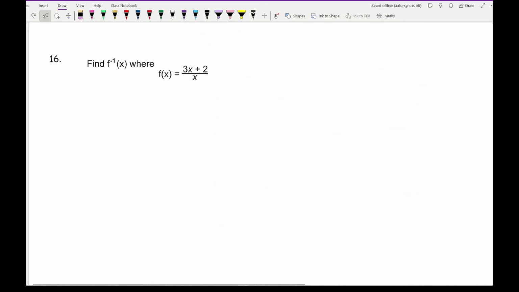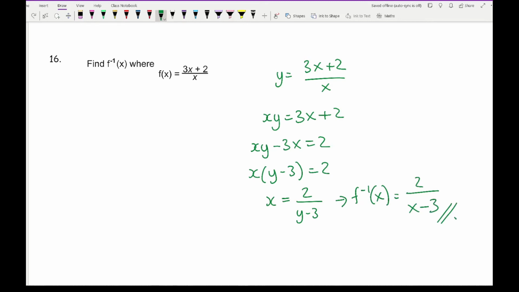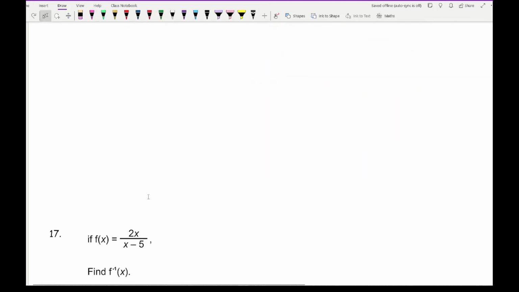Then moving on to question 16. So again, very, very similar. So make it equal to y. Then take the x over. Then take the 3x over. Then factorize. And then take the bracket over. And then from this, do the replacement, in which your answer should be 2 over x minus 3.